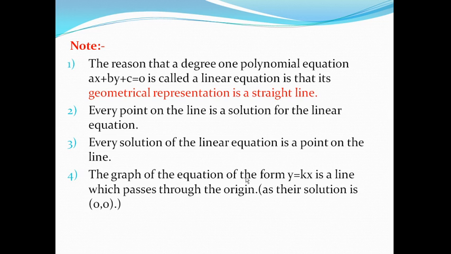Now the graph of an equation of the form y is equal to kx is a line which passes through the origin. Very important one. In objective type questions, such a statement is asked. Why is it passing through the origin? Suppose we substitute the value of x is equal to 0. So what will we get? k multiplied by 0 is 0, so y is equal to 0. Similarly, if we substitute y is equal to 0, what is the value of x then? 0, because its solution becomes (0, 0). That's why it passes through the origin.